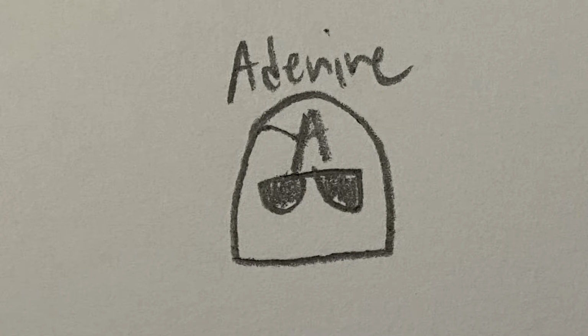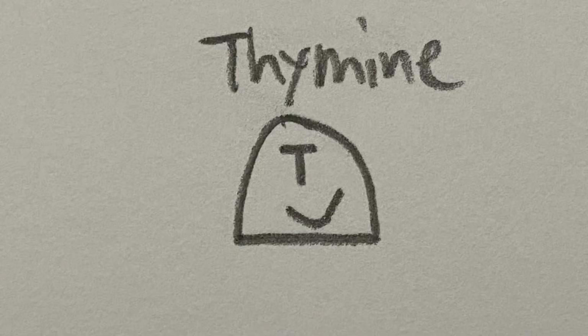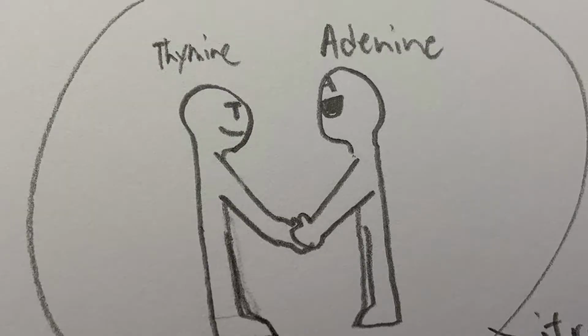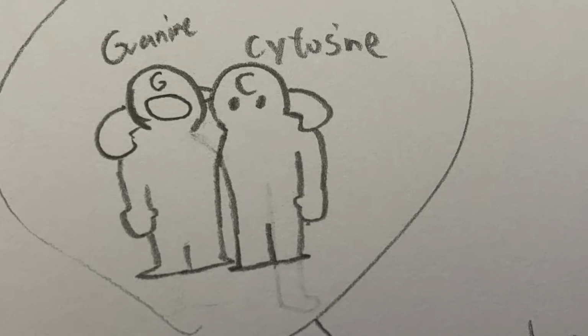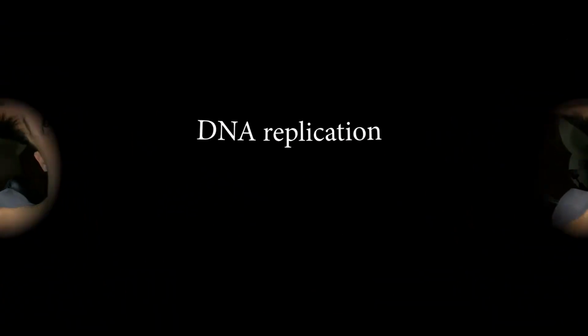And for those nitrogen bases, there are four. They are known as adenine, guanine, cytosine, and thymine. Those bases pair up with each other, with adenine pairing up with thymine and cytosine pairing with guanine. Now, to classify these nitrogen bases, the adenine and guanine are known as purine, and the cytosine and thymine are known as pyrimidine. The pairing of the nitrogen bases can also be known as a hydrogen bond.